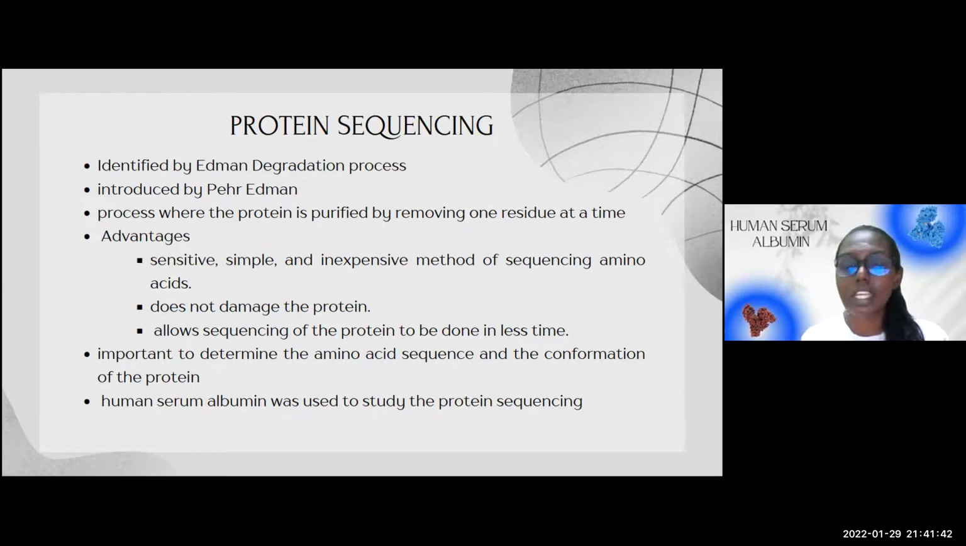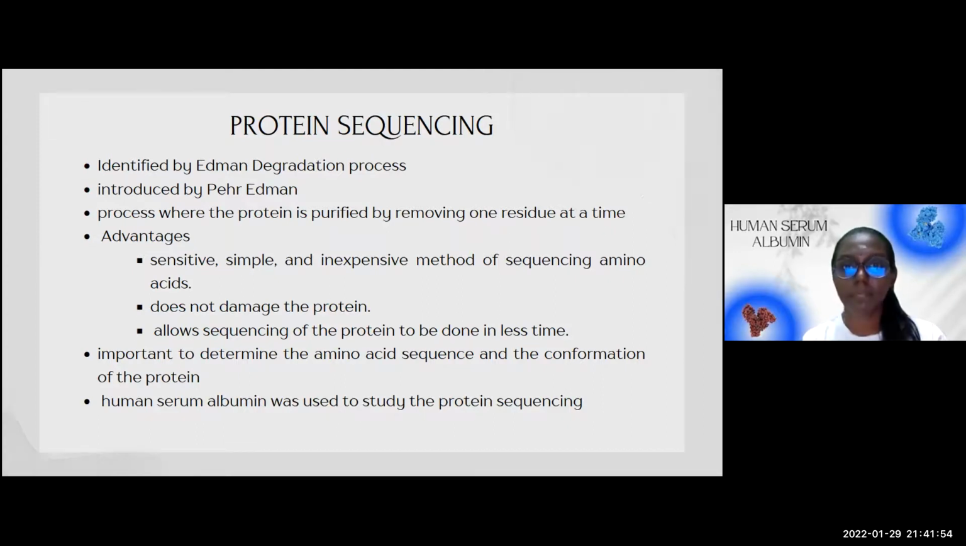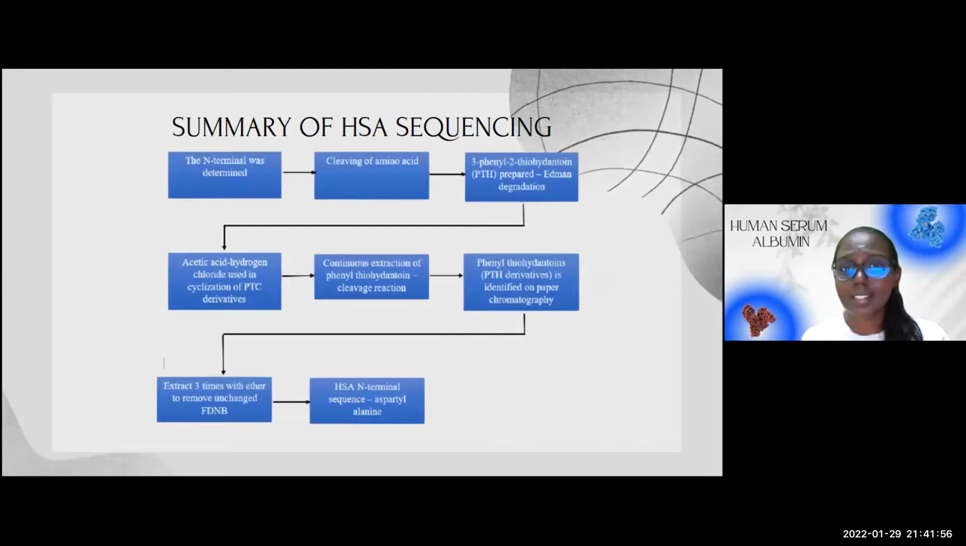Protein sequencing is really important to determine the amino acid sequence as well as the conformation of the protein. In this sequencing technique, the human serum albumin will be used to study the protein sequencing by the Edman degradation process. Now, let us see how the human serum albumin is being sequenced by the Edman degradation technique.